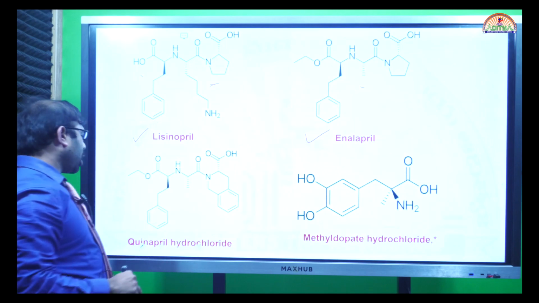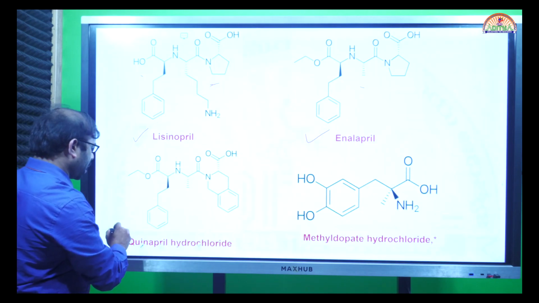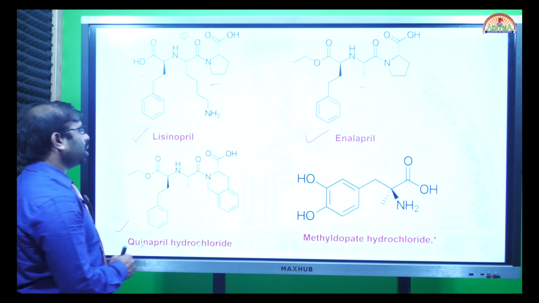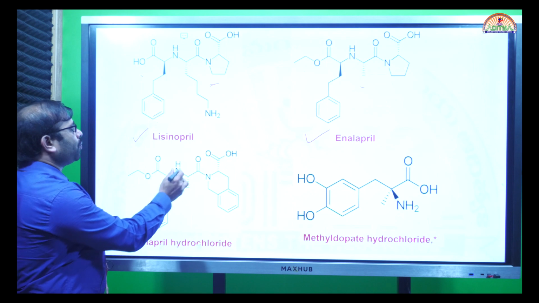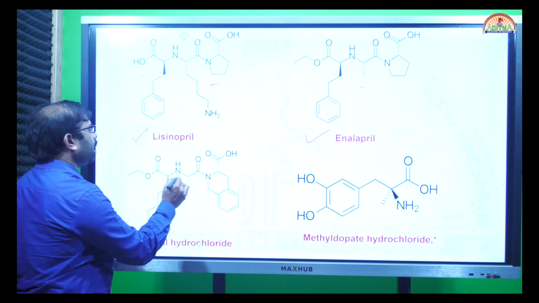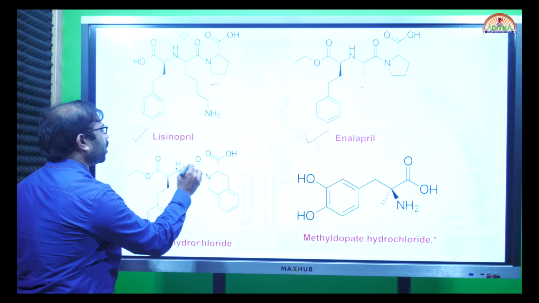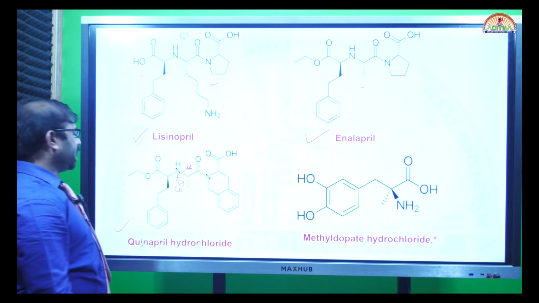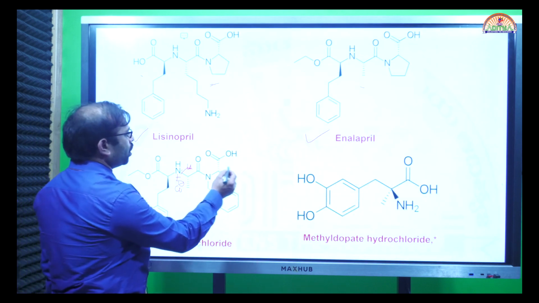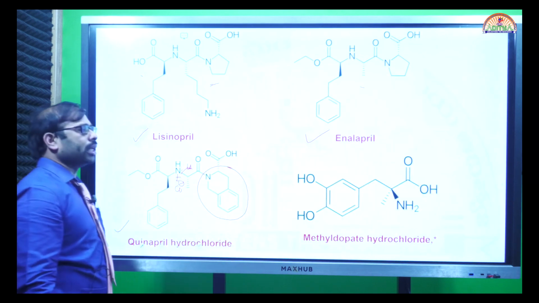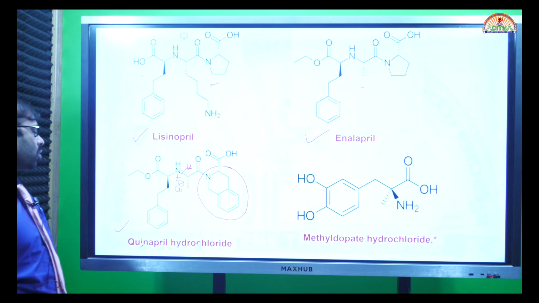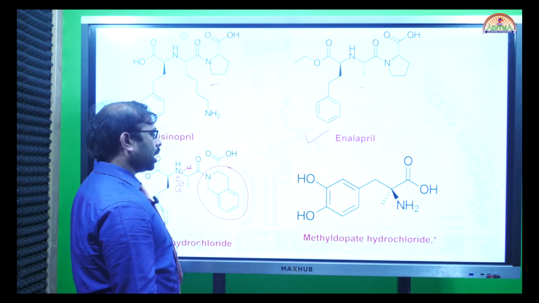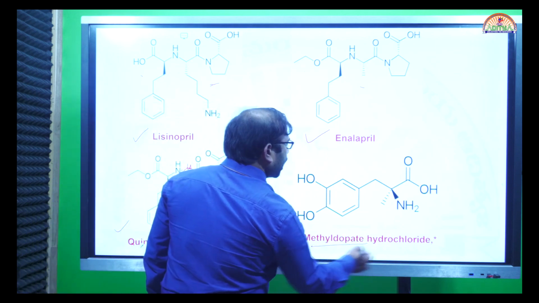Okay. Another one is quinapril. Quinapril hydrochloride means it is the quinapril structure existing in the form of hydrochloride. The free amine is formed in the form of N plus, hydrogen plus and Cl minus. It is called quinapril because of the presence of this quinoline-derived ring structure, so it is called quinapril hydrochloride. Okay, another is methyldopa hydrochloride.